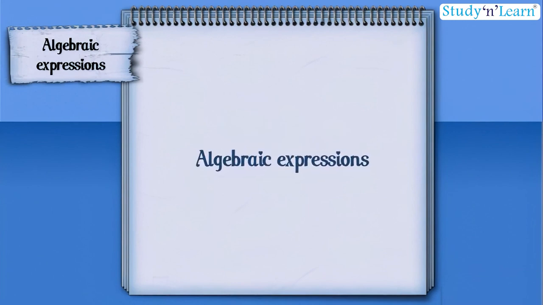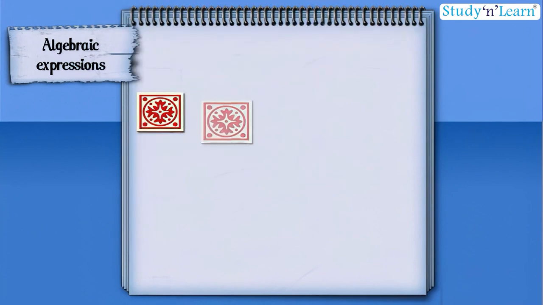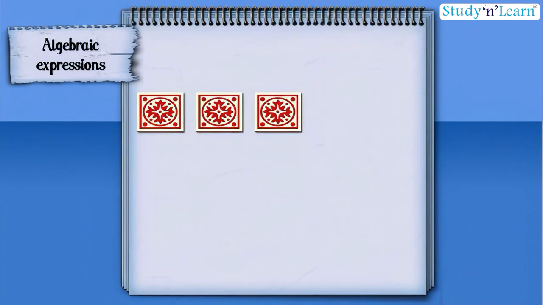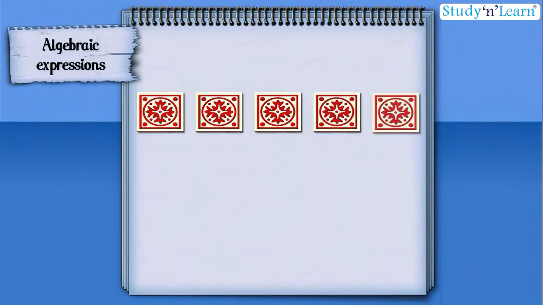Algebraic Expressions. Tashi is making a pattern of square patches. At every joint, she wants to put up a lace. For this, she wants to know the number of joints. Let us see how she is sorting it out.